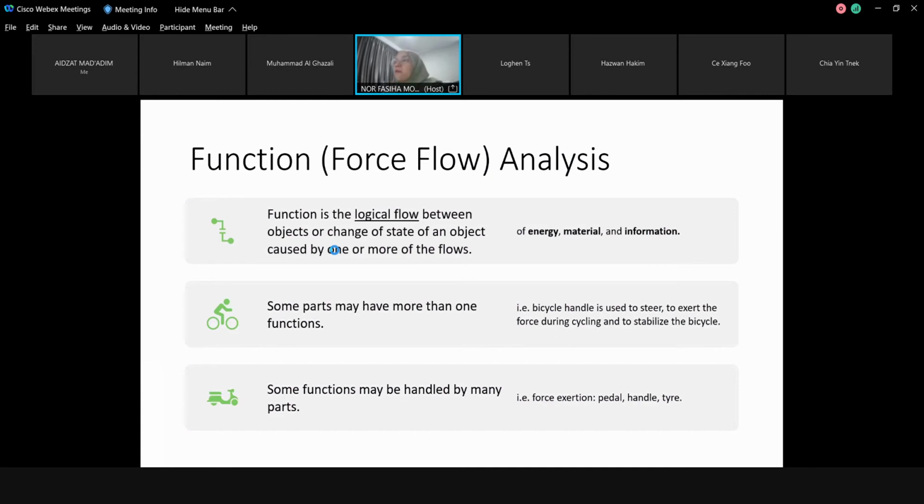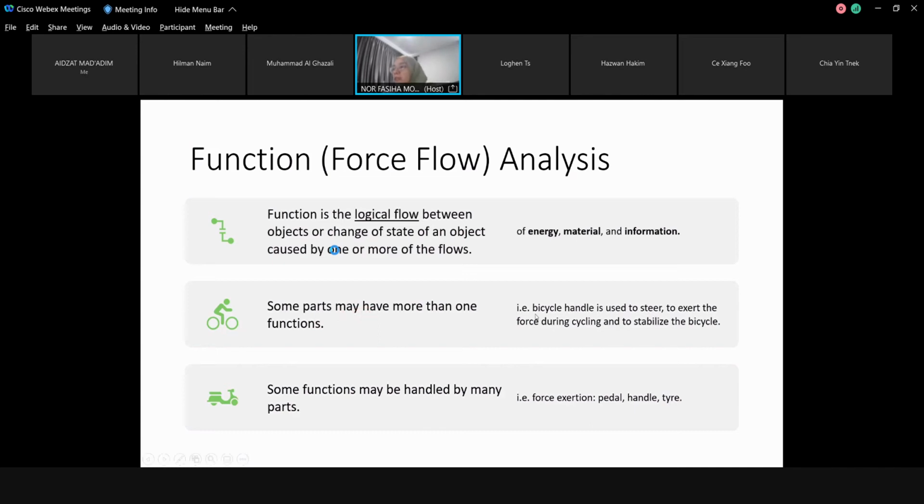Alright. Function is the logical flow between objects, or change of state of an object caused by one or more of the flows. Okay, I will show you this later by example. This logical flow must be in terms of energy, material, and information. And some parts may have more than one function.